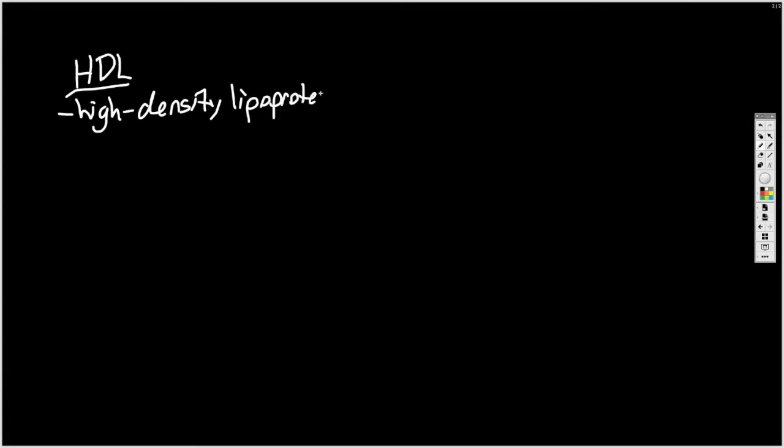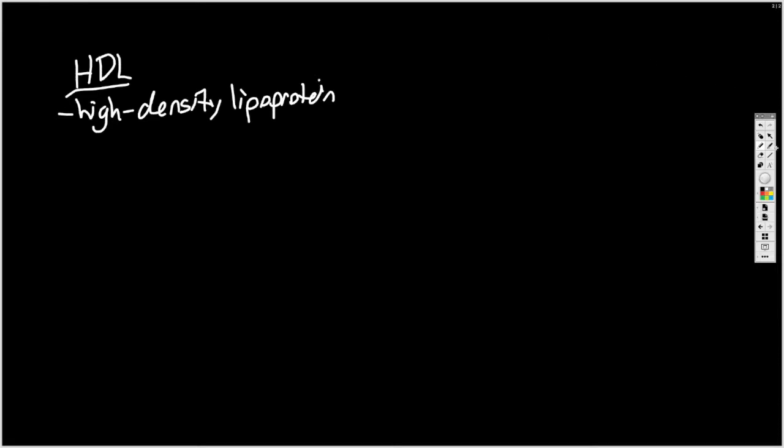So good cholesterol is sometimes known as HDL. This stands for high density lipoprotein. Okay, so really it's not truly cholesterol. It's a type of molecule known as a lipoprotein. And a lipoprotein is basically a molecule that's both protein and lipids.